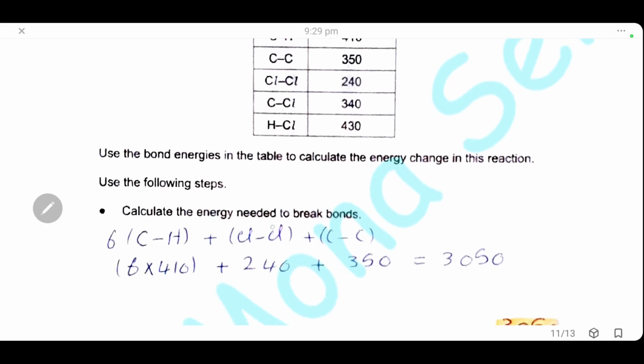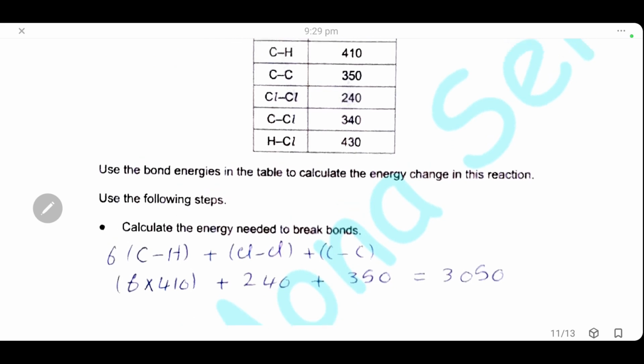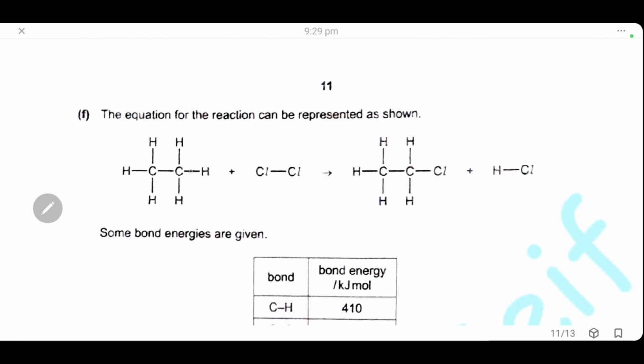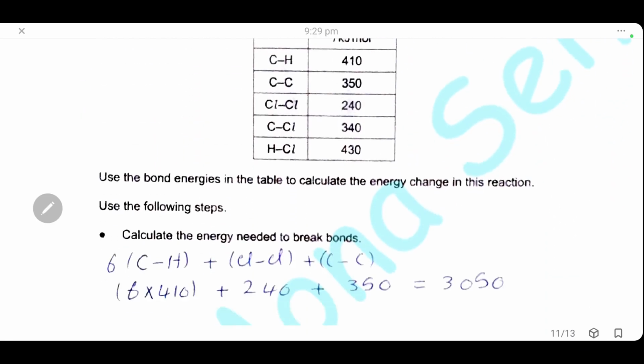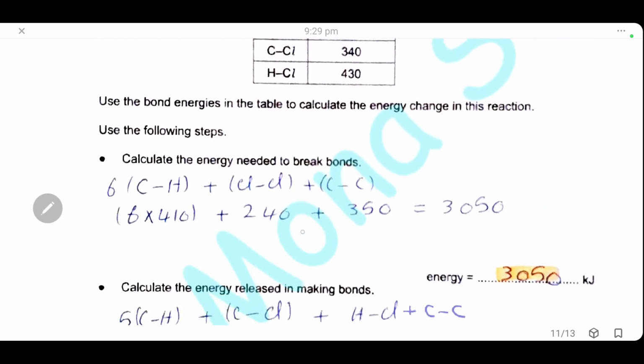First, we will calculate the energy needed to break the bonds. We have 6 carbon-hydrogen bonds, 1 carbon-carbon bond, and 1 chlorine-chlorine bond. The total energy needed to break the reactant bonds is 3050.